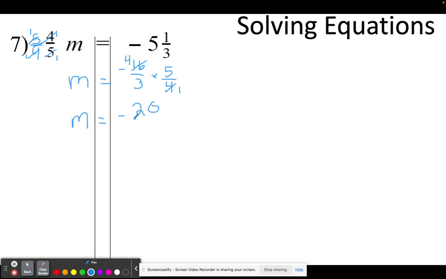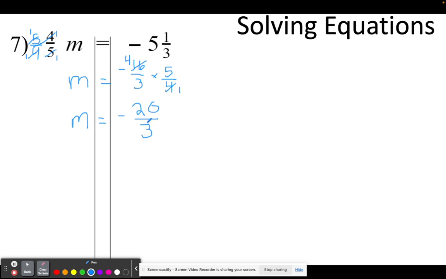3 times 1 is 3. I do recommend checking these. I know you guys resist checking all the time, but it will keep you from making mistakes. If you check it and it doesn't work, then you know you did it wrong.